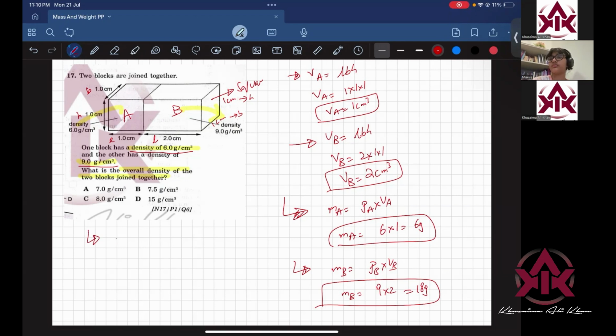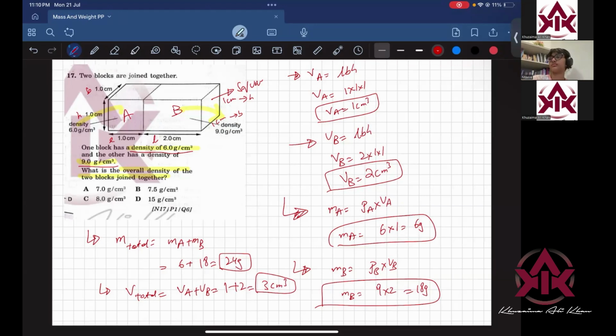The total mass of the combined blocks is coming out to be what? It is going to be mass of block A plus mass of block B, right? That is going to be 6 plus 18. That is going to be 24 grams, right? I can simply find the total volume also now by simply adding their volumes individually. That is volume of A plus volume of B. That is coming out to be 1 plus 2. That is 3 centimeter cube, right?